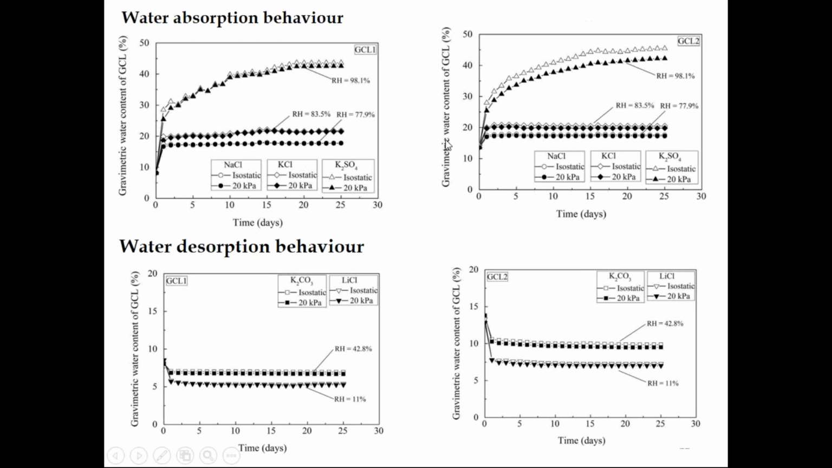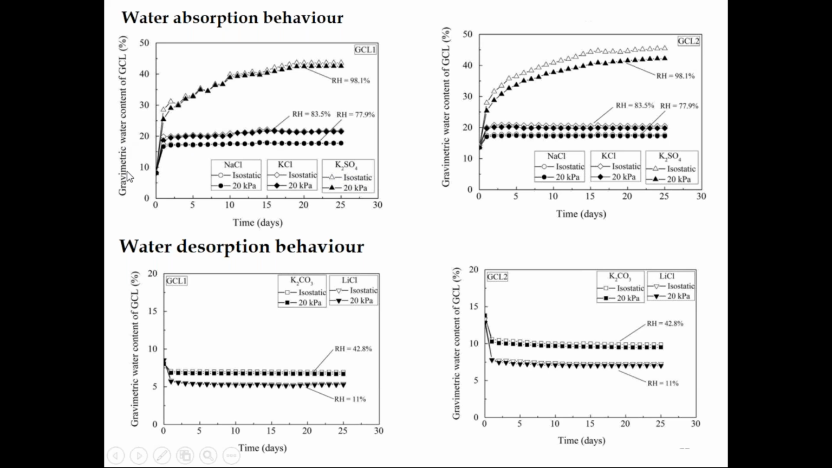So come to the test results of VT. The test results are classified into two categories. First one is water absorption behavior, and the other is the water desorption behavior. Three solutions show the water absorption behavior: sodium chloride, potassium chloride, and potassium sulfate.